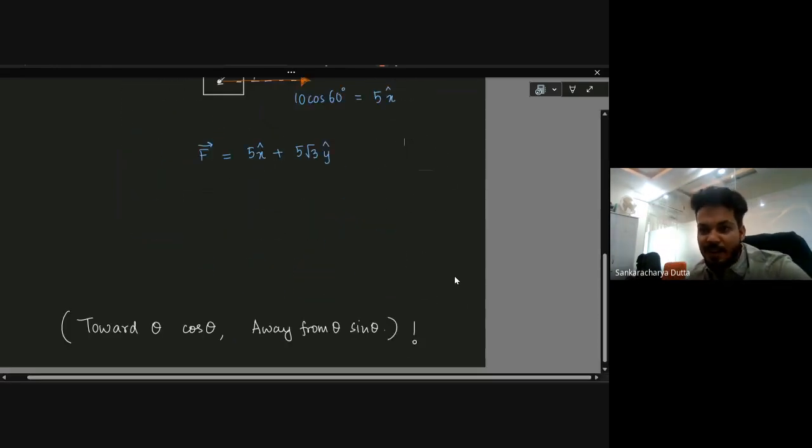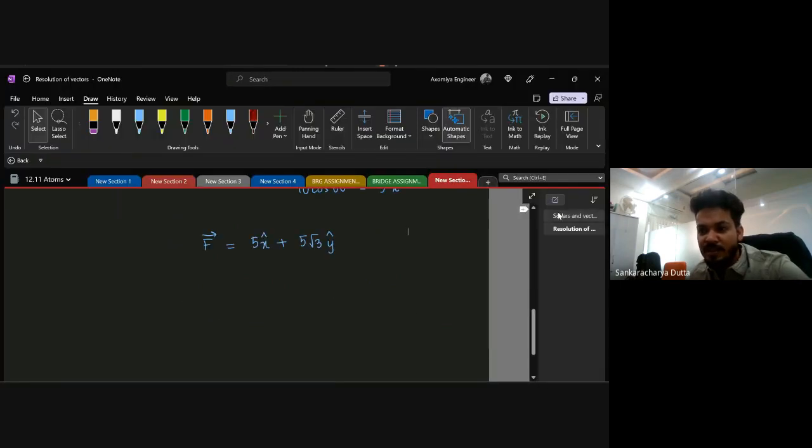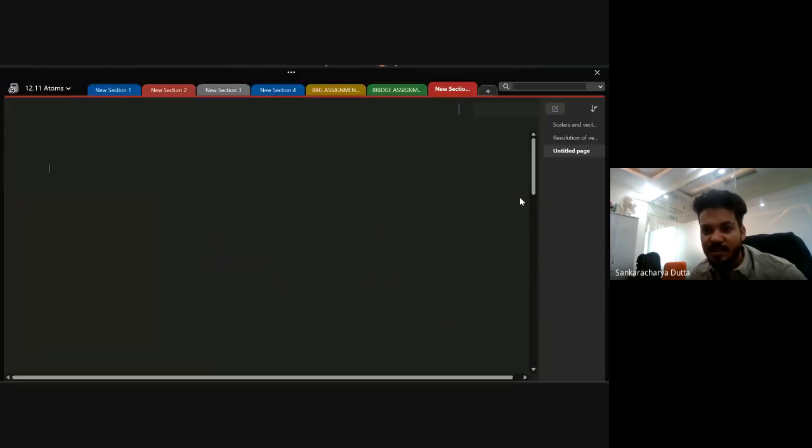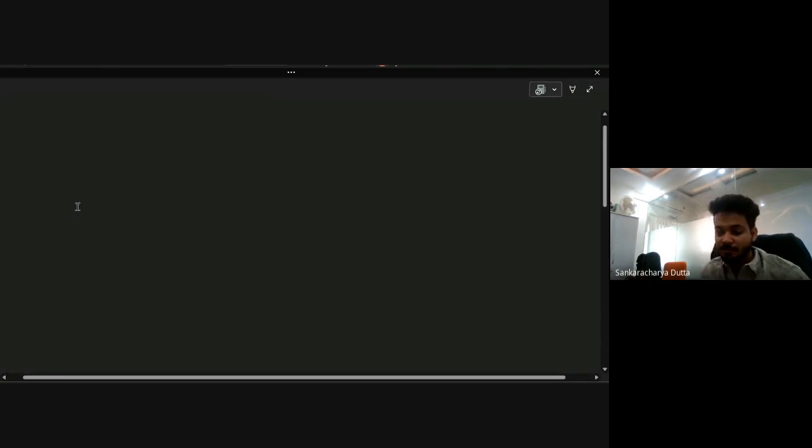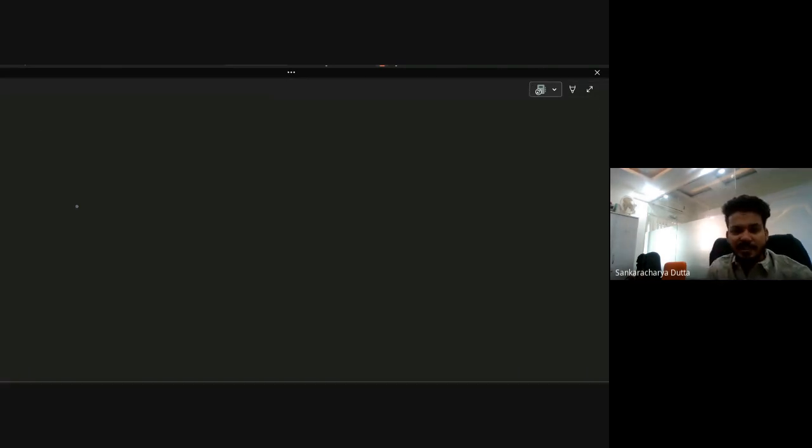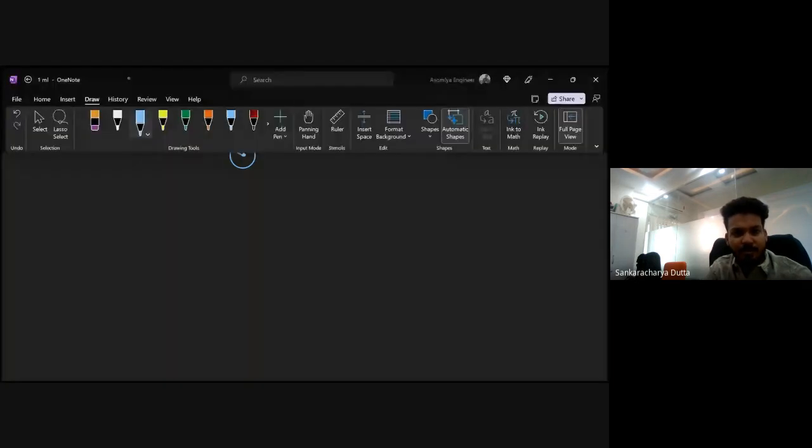Okay, let's move on. Let's do one more question, and the third question you will do on your own. So this is the second question I'm going to help you with. Let's say there is a ball on the table, and this is the top view. I'm looking from top, and the ball is traveling in this direction with 10 meter per second, this angle here being 60 degrees.